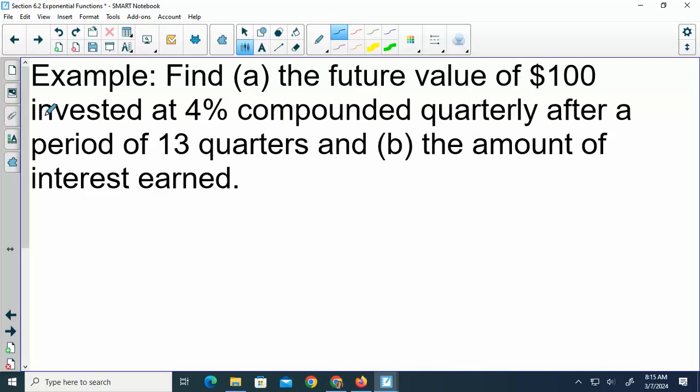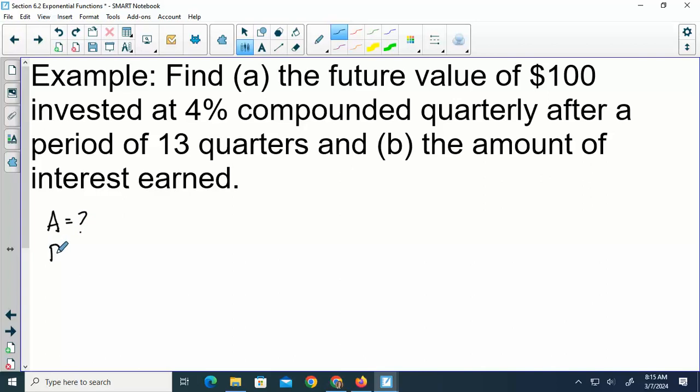So now we're just going to practice. Will we be doing everything with the first 2 decimals? Yes, so if we are finding the interest, that's a dollar amount, so we'll go to 2 decimal places. Find the future value of $100 invested at 4%, compounded quarterly after a period of 13 quarters. So, future value is what variable? A. So we are looking for A.